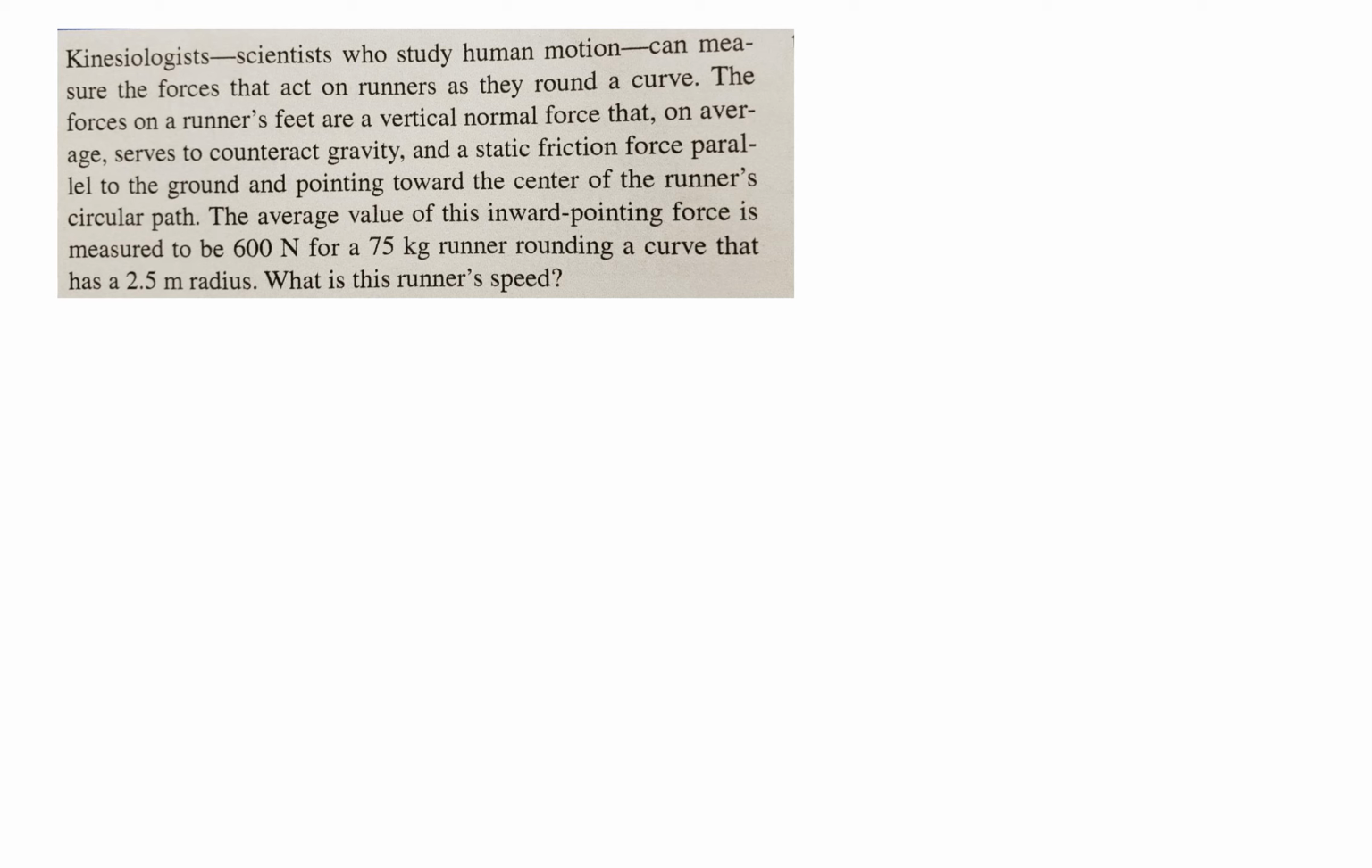Okay, so we want to write down the things that were given. We want to draw a free body diagram and then solve, okay? So we're told that the runner's mass is 75 kilograms. We're told that the static friction force is 600 newtons.